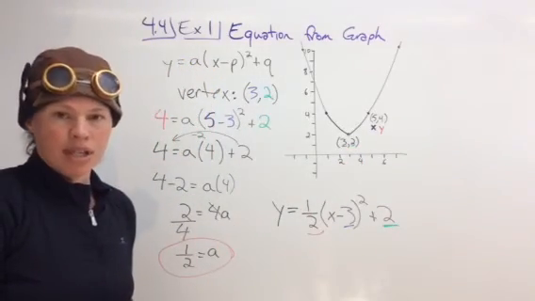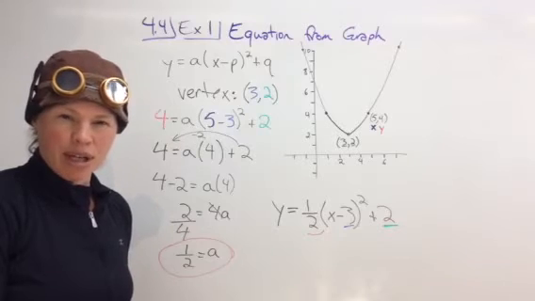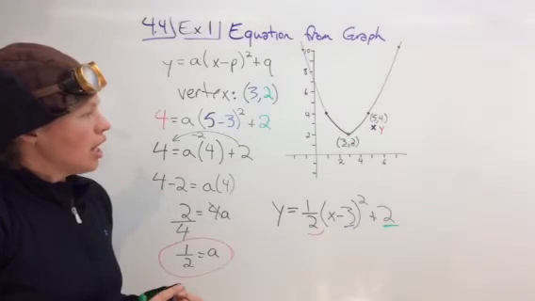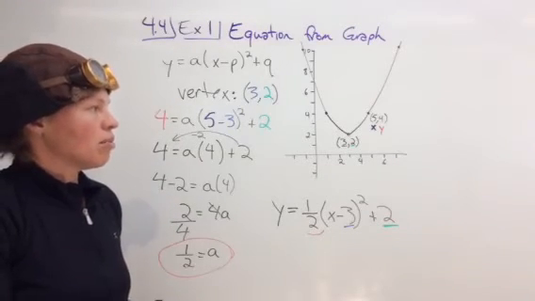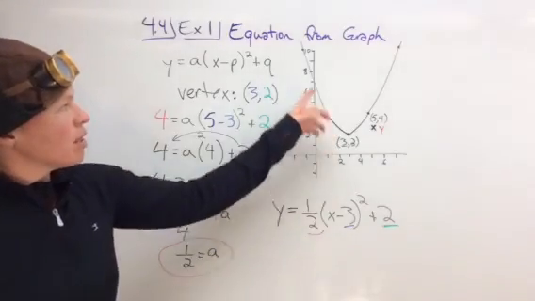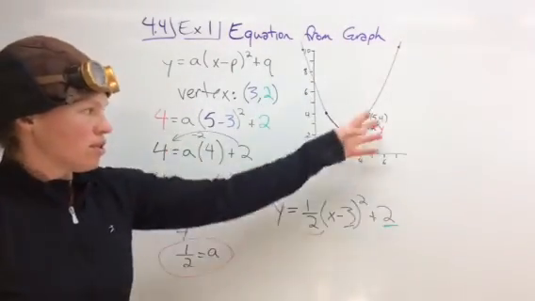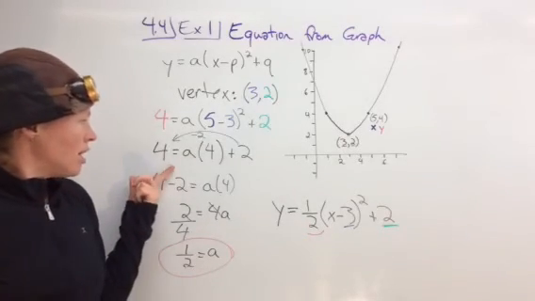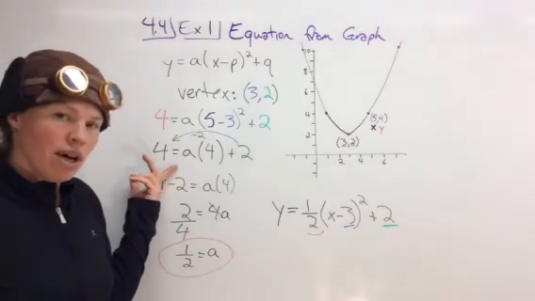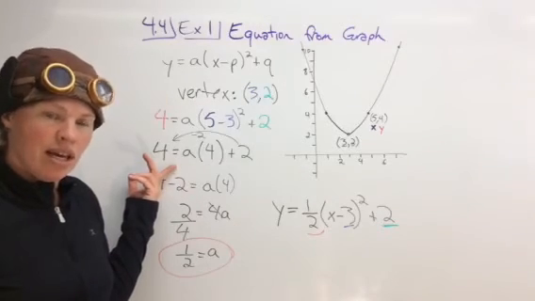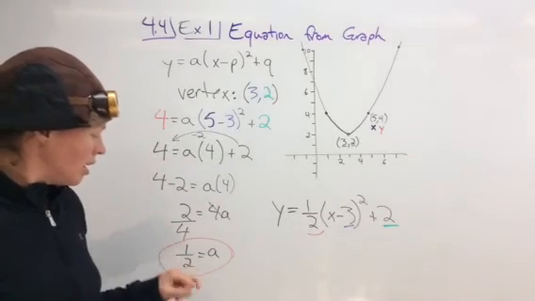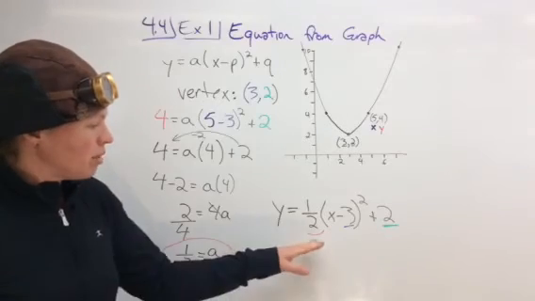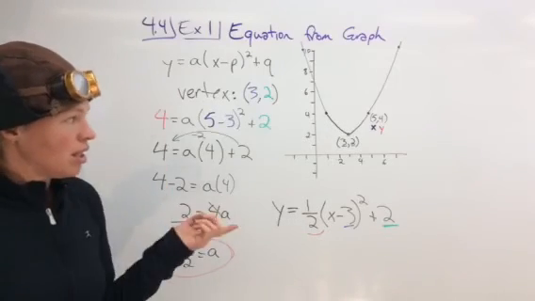You throw in your vertex points in P and Q, make sure you're paying attention to the signs, and then you throw in one extra point on the graph. It didn't matter, I could have picked this one, this one, this one, whatever, I just chose that one. You put them in for x and y. That will give you a formula where all you have left unknown is A, which means you can just solve for A, and that's how we get A. Put it back into the original formula, and you're good to go.